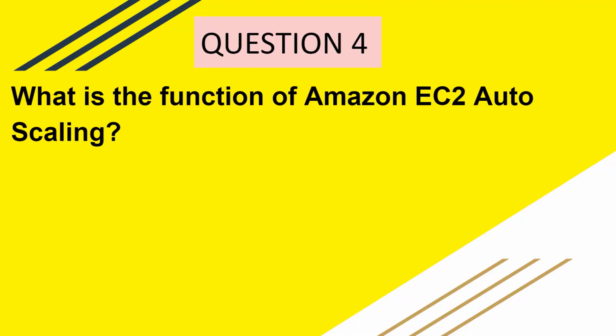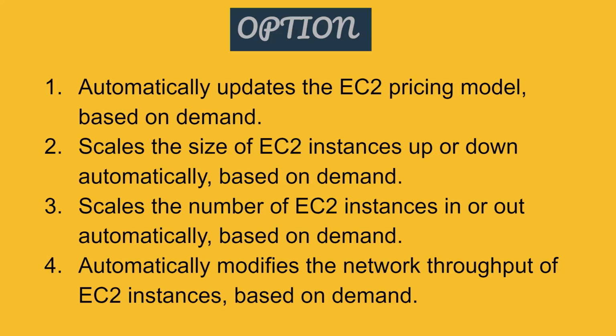Question 4. What is the function of Amazon EC2 autoscaling? Option 1. Automatically updates the EC2 pricing model, based on demand. 2. Scales the size of EC2 instances up or down automatically, based on demand. 3.